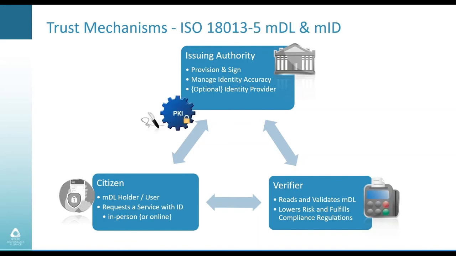So the issuing authority uses a private key to electronically sign each of the data elements in the mobile driver's license. Everything that you see on the face of the card, in addition to some management information, is electronically signed by the issuing authority and then provisioned down onto the citizen device. They use the private key to sign that, and protecting that private key is essential to the security and trustworthiness of the system.